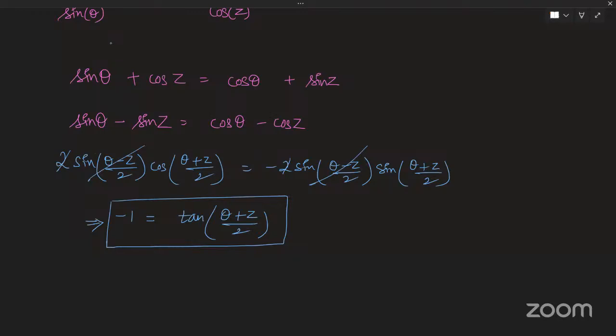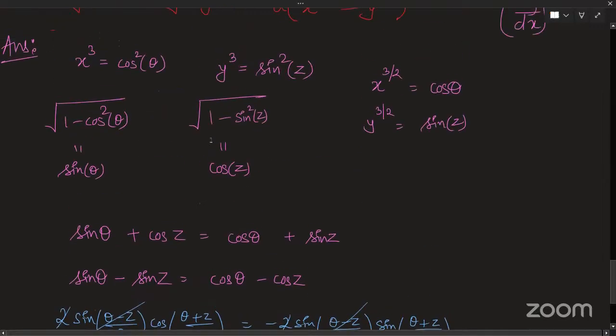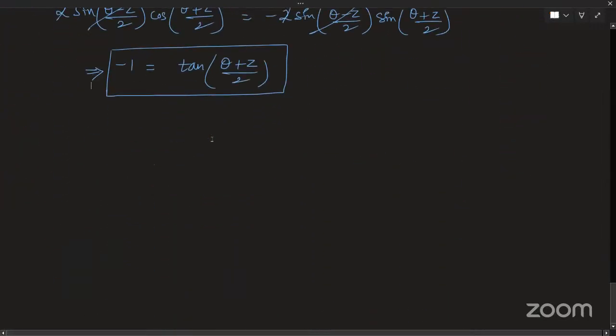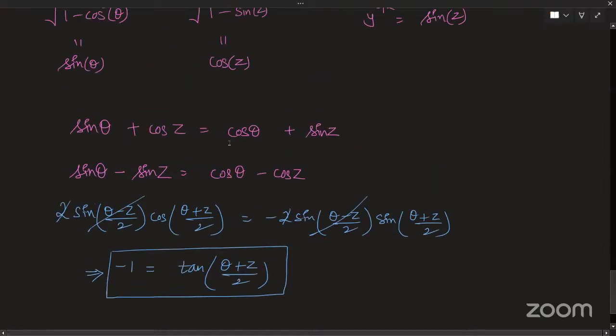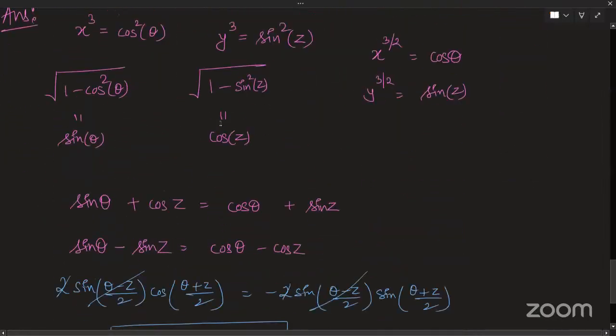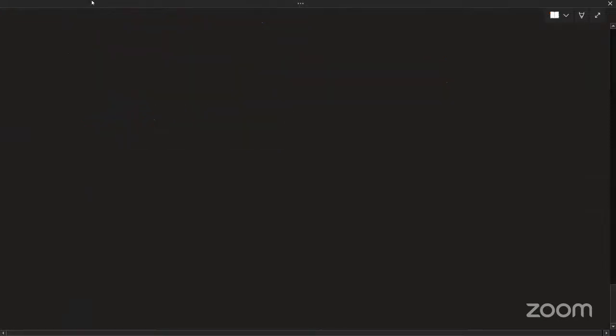So tell me what will be your next step in this one? You can just differentiate this whole thing with respect to x. If you differentiate this whole thing with respect to x, your left hand side will be 0. Okay. See, actually, this was a tougher question to apply. So fine. So let us just do it directly.